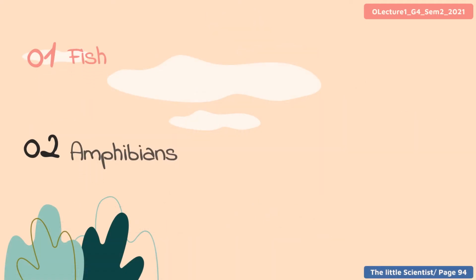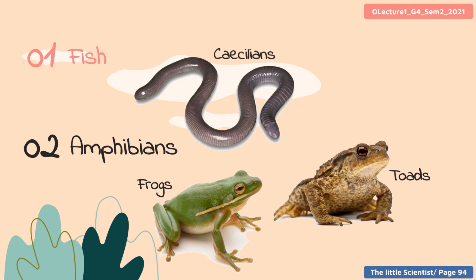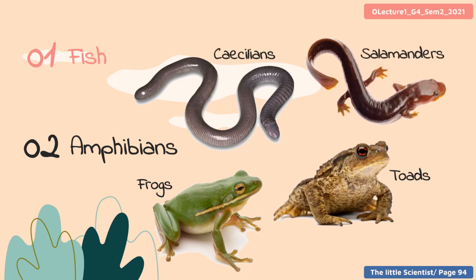Now we'll be talking about the second group of vertebrates, which is the amphibians. Amphibians like frogs, toads, caecilians, and salamanders. Say them with me. Frogs, toads, caecilians, and salamanders. Ready to talk about characteristics of amphibians?